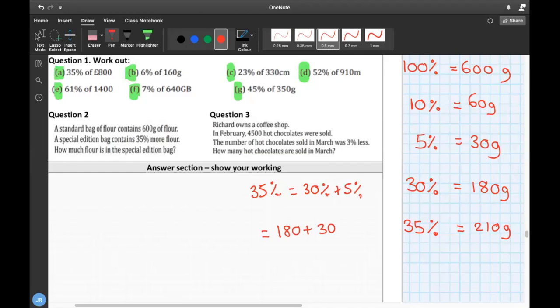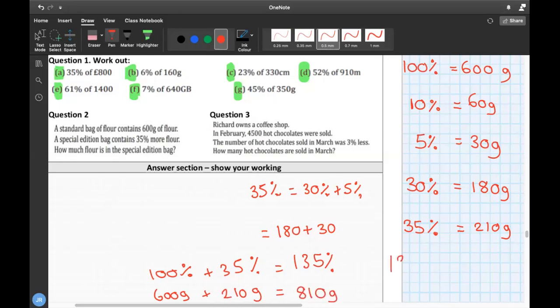The special edition bag is not just this 35%, it's the whole original 100% plus this extra bit, 35%. So really what we're actually finding is 135%. Okay. Our 100% was 600 grams. Our 35% was 210 grams. So our 135%, with those added together, 810 grams. So that will be your final answer there.